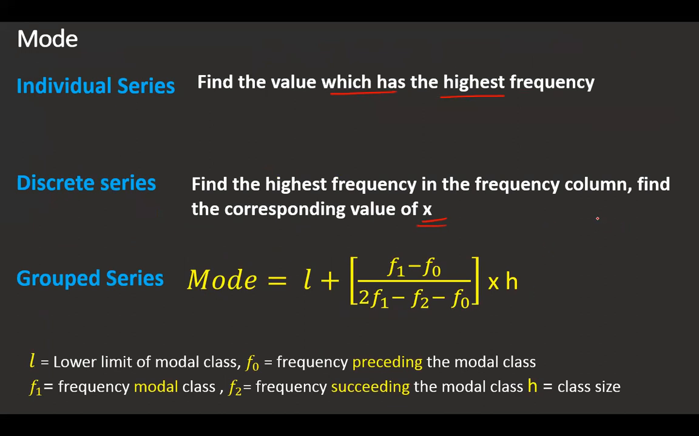What are these 0, 1 and 2? For you to remember easily, I have given them like this: 0, 1 and 2. This will be from the modal class. The frequency of the modal class I'll call F1, then F2, F0. The modal class, whichever is preceding, that is called F0. The modal class, whichever is succeeding, I will take as F2. So F0 is the frequency preceding the modal class, F1 is the frequency of the modal class, and F2 is the frequency succeeding the modal class. Preceding means before, succeeding means after. This is what we are going to find out.